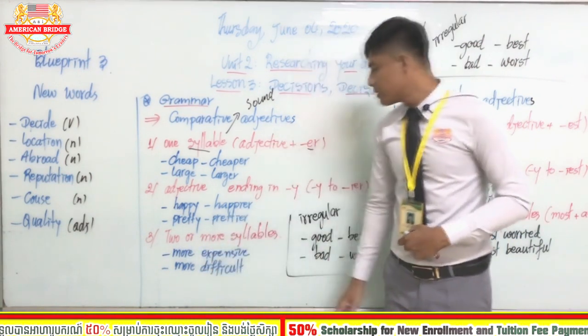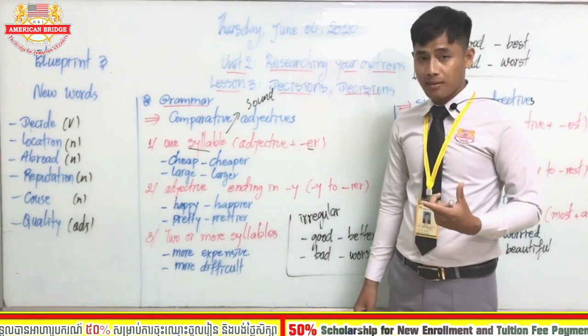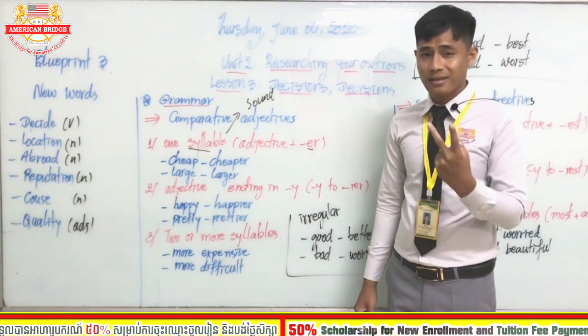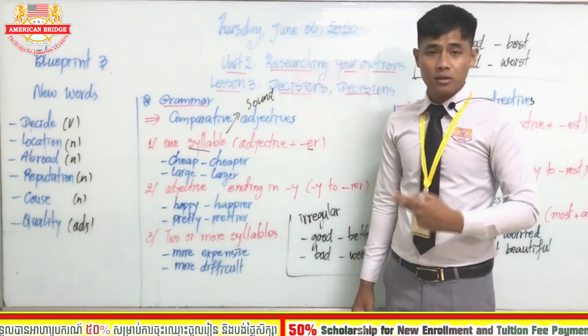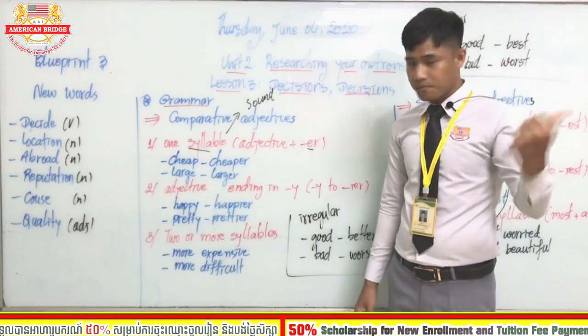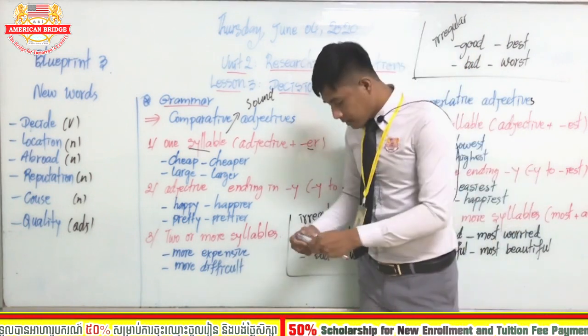Two or more syllables. Two or more syllables means the word has two or more sounds. Okay, let's see. Expensive. Let's see this word, everyone.